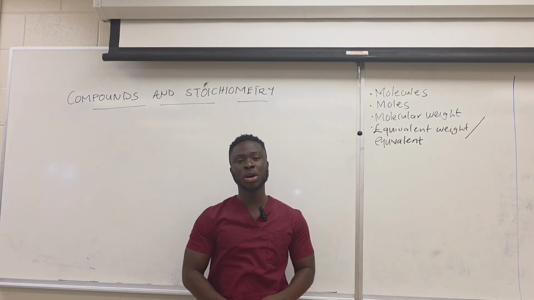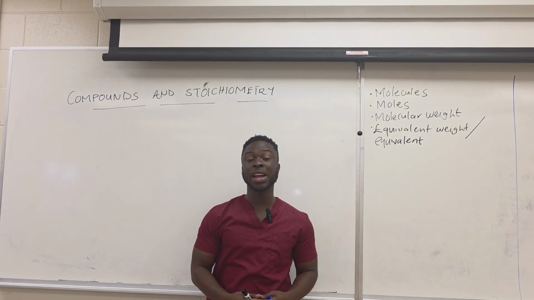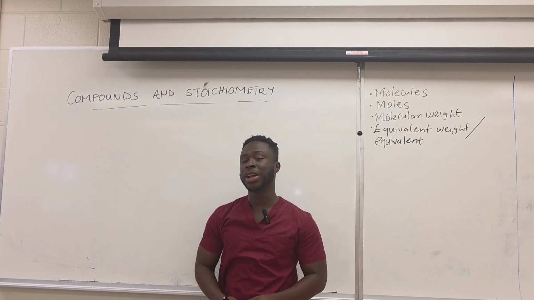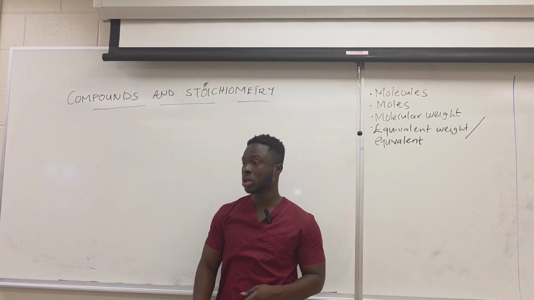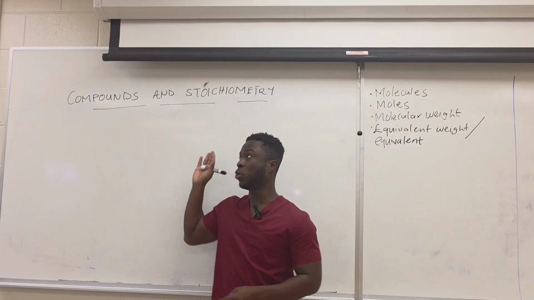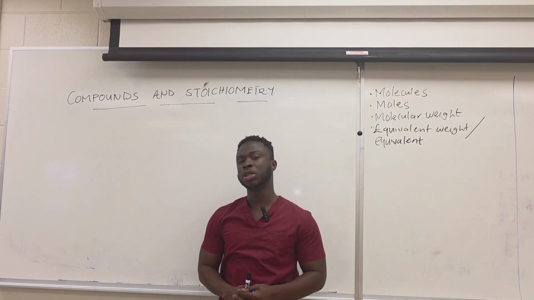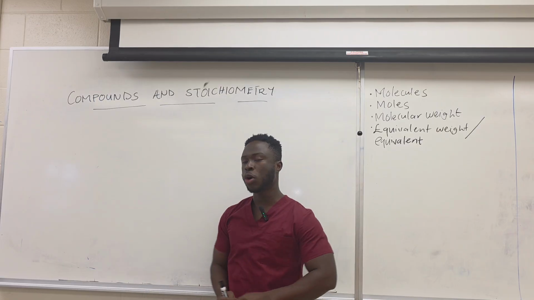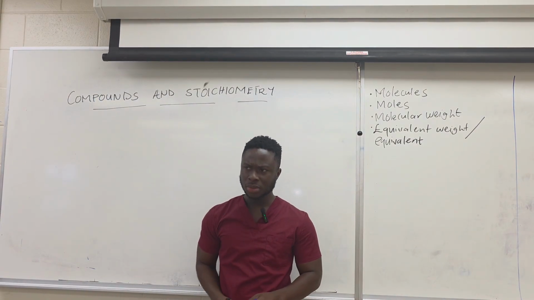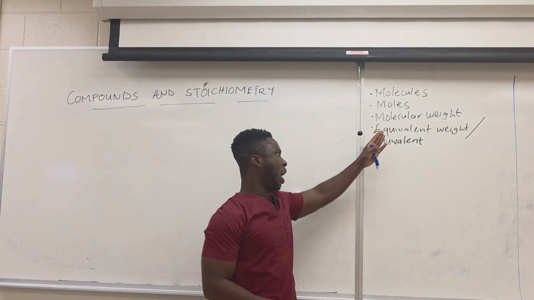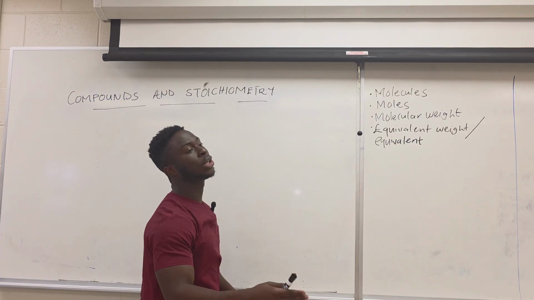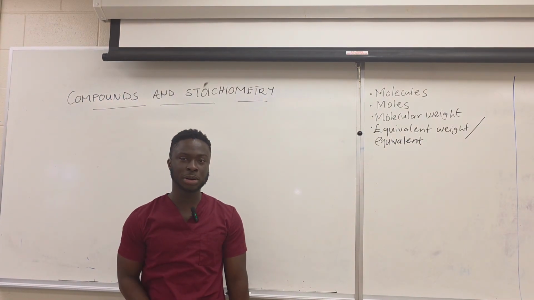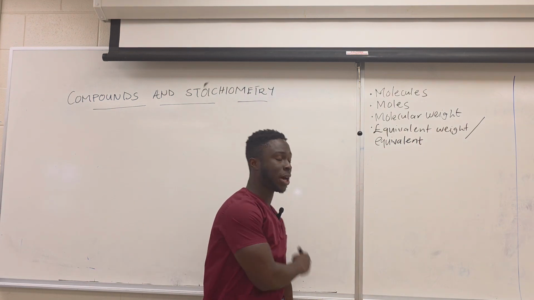Compounds and stoichiometry, the name might sound big, but it's pretty simple. Compounds means chemical combination of molecules, and stoichiometry is in what quantities these molecules and atoms are being combined. So that is the basic concept of compounds and stoichiometry. Now, I have some keywords over here that are going to guide us through our exploration of this chapter, because I don't want to veer off too much.